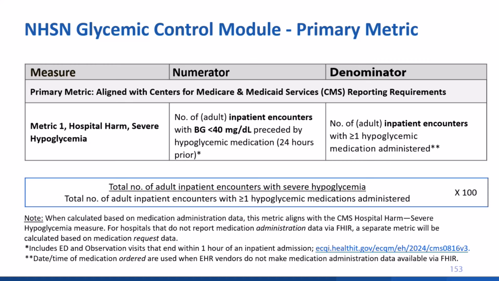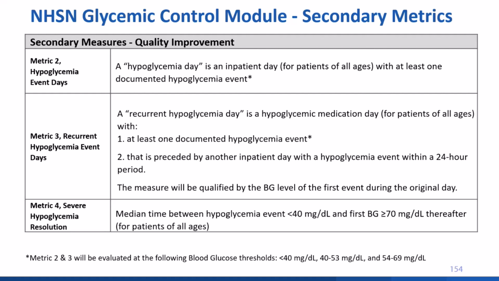Moving on, this slide shares the secondary metrics for the new glycemic control module, hypoglycemia. So for metric 2, it evaluates hypoglycemia event days, or an inpatient day with at least one documented hypoglycemia event. Metric 3 analyzes recurrent hypoglycemia event days, or medication days with at least one documented hypoglycemia event that has been preceded by another inpatient day with a hypoglycemia event within a 24-hour period.